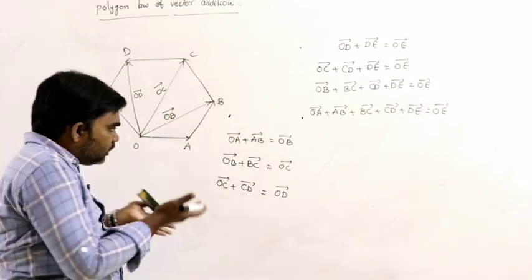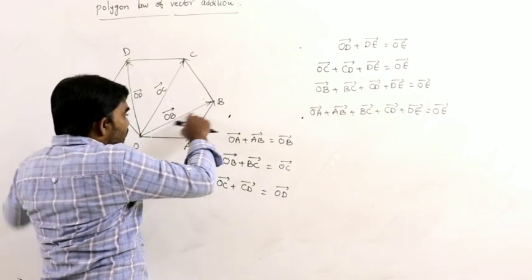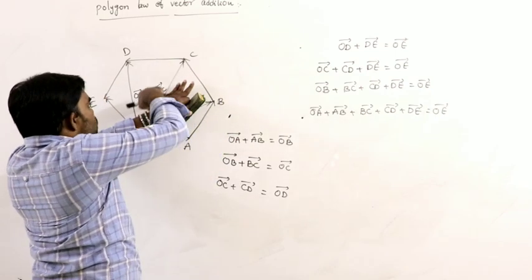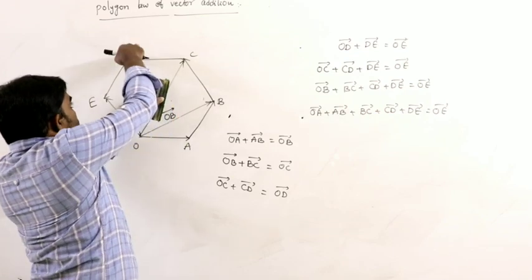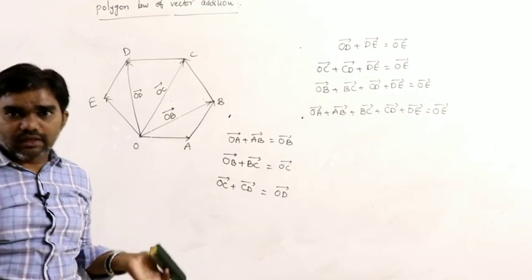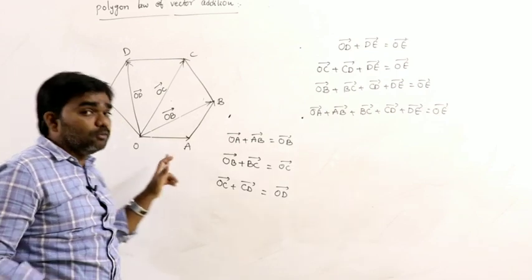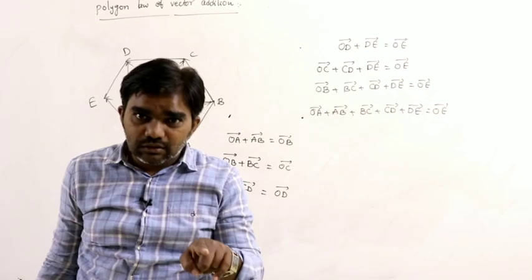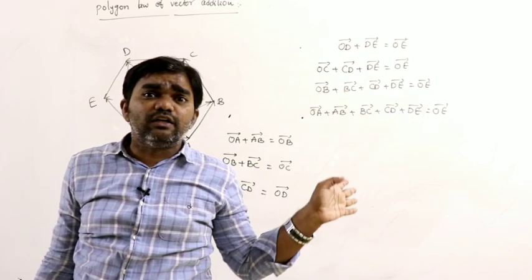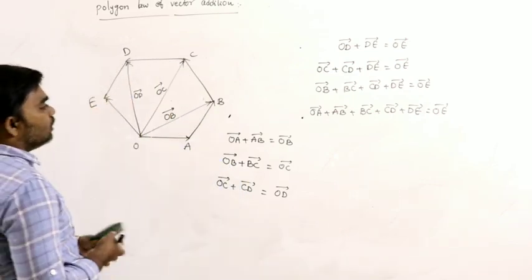Just now we discussed according to the vector addition concept. First OA bar plus AB bar gives OB. Next, forget about these two. OB bar plus BC bar gives OC. Next OC plus CD gives OD. OD plus DE gives OE. So that is the thing. So simple, the polygon law of vector addition. If a number of vectors are acting as the sides of a polygon taken in order, the closing side of the polygon represents the resultant of all these vectors but taken in reverse order. So this is the polygon law of vector addition.